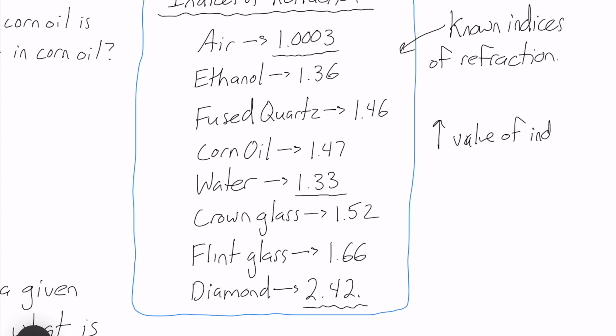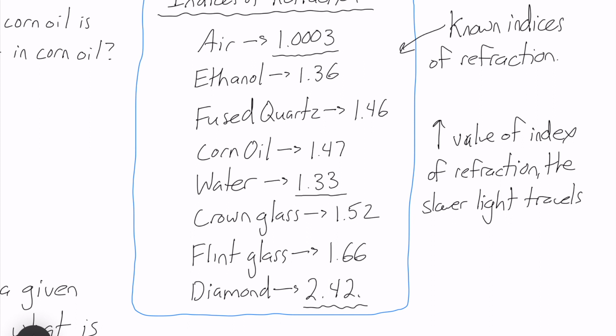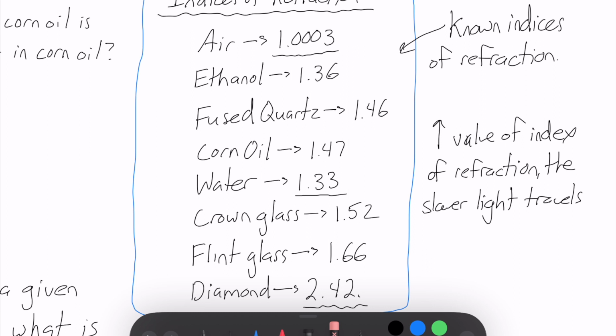So the higher the value of index of refraction, the slower light travels through it. That is a helpful tip when doing these problems. The higher your n value, the slower light will travel through that given material. So the higher the value of index of refraction, the slower light travels through that material.